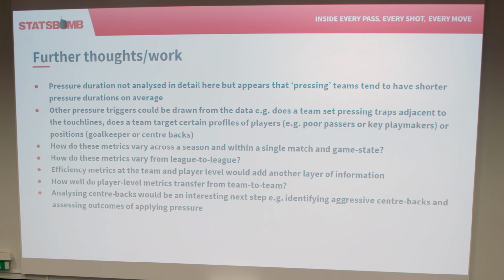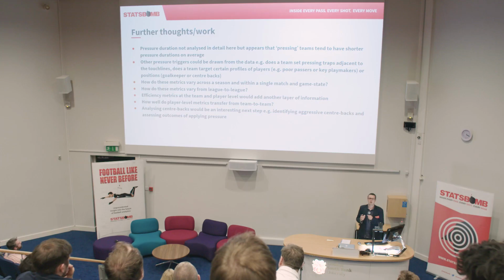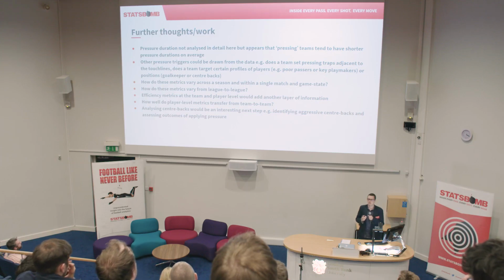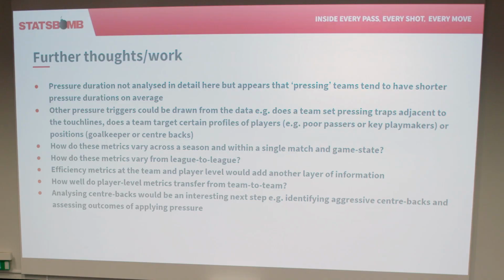I didn't look at the pressure duration data here in detail, but from having a bit of a look at the data, it seems that pressing teams tend to have shorter pressure durations on average, which I don't know if that goes against expectation a little. I think Spurs had the shortest duration on average. So maybe the pressing teams are giving that short, sharp pressure, and they're catching teams out with those short movements and through their organisation and timing.